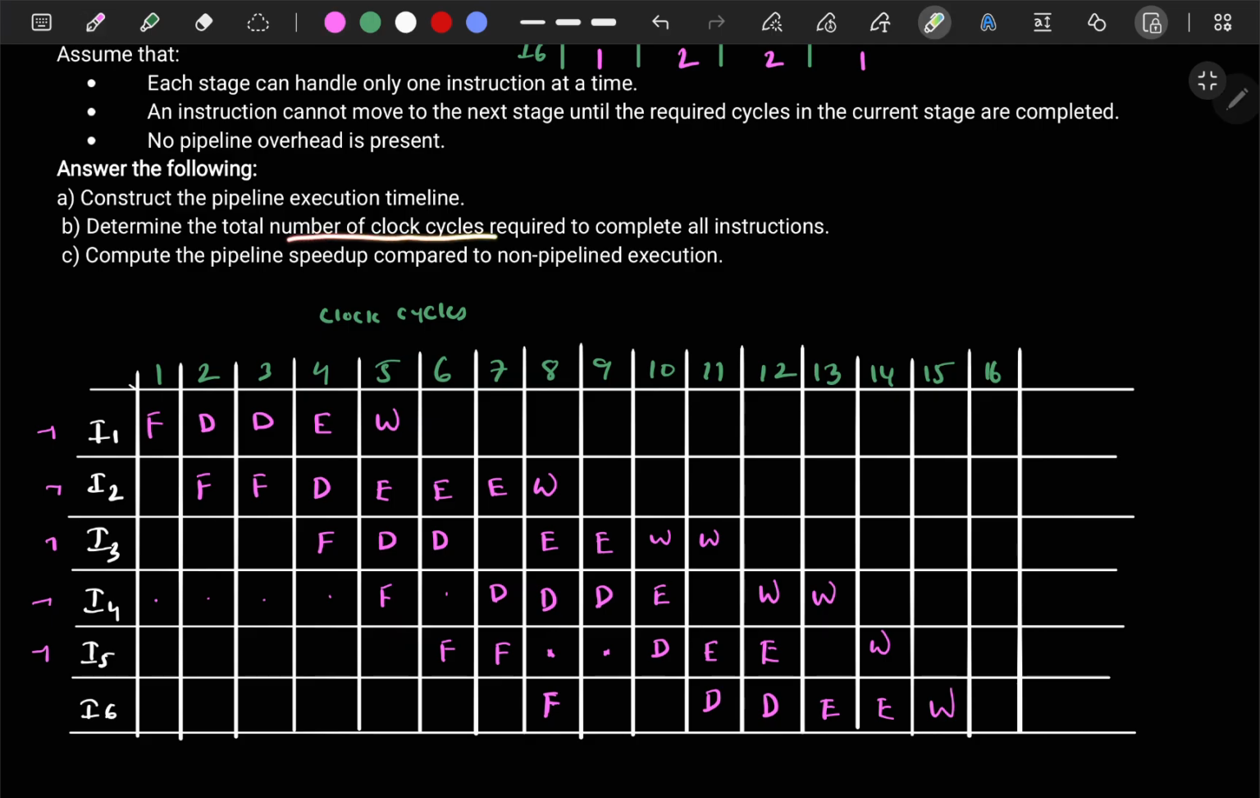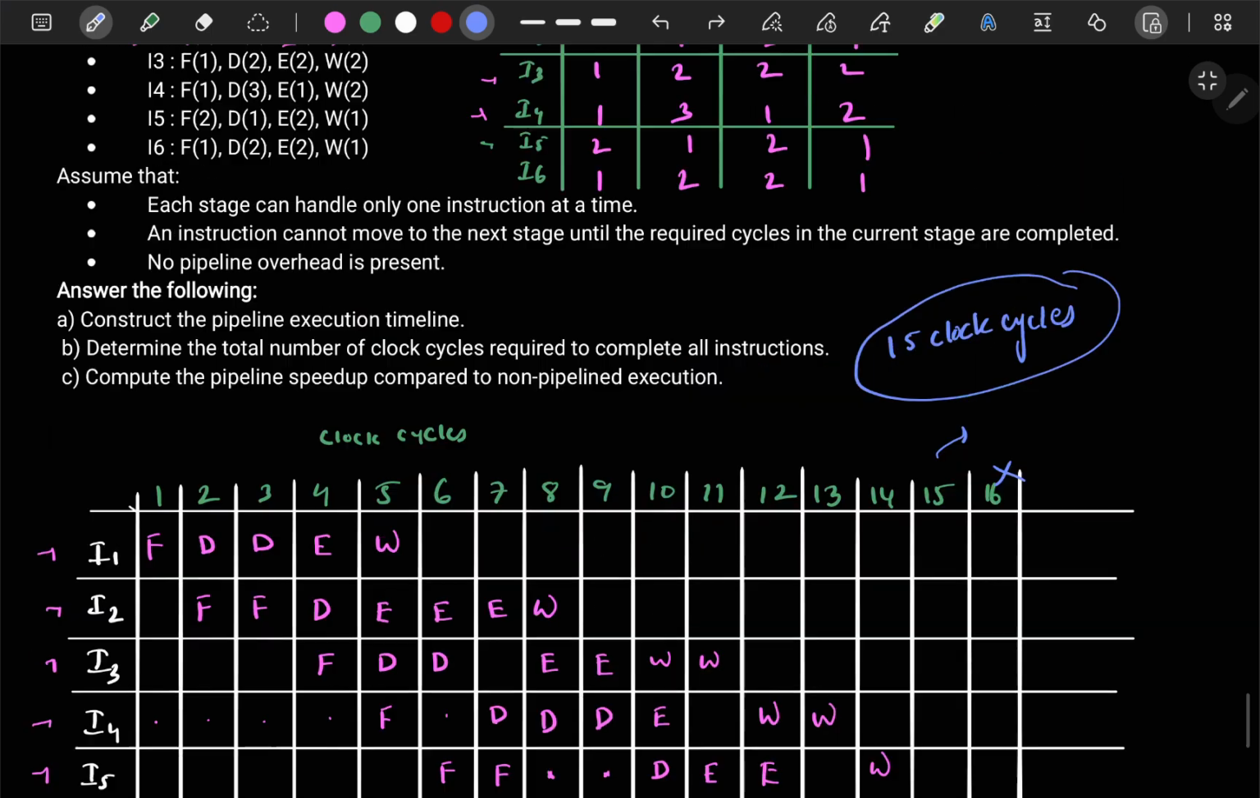How many clock cycles are required to complete all the instructions? So how many clock cycles are required? 15 clock cycles. So that is the answer. So for this, the answer is 15 clock cycles. This clock cycle we have not used, so you just discard it. So that is the answer, right?